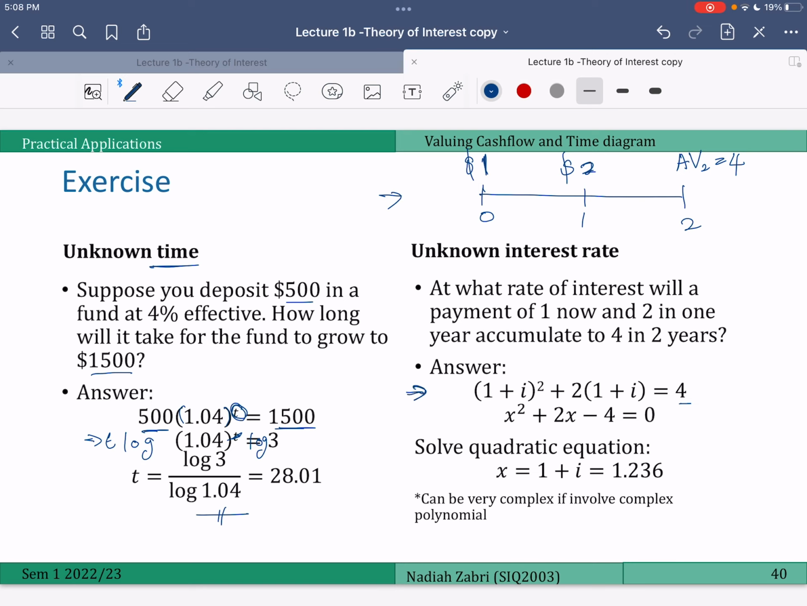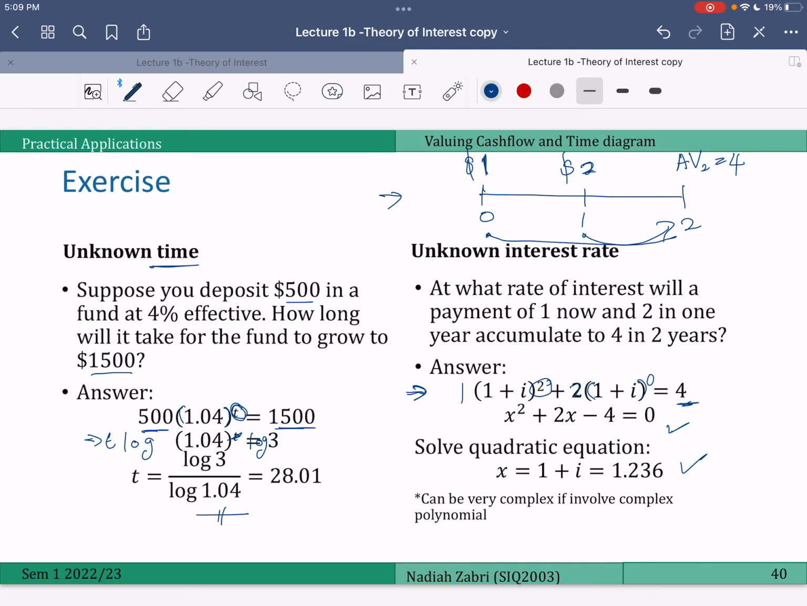So the first deposit you will need to accumulate 2 years. That's why you do like this: 1 times (1 plus i) to the power of 2. And then the second deposit, it will accumulate 1 year. So that's why the second deposit of $2 will accumulate for 1 year. So it will equal 4. So you can solve this using a quadratic equation.